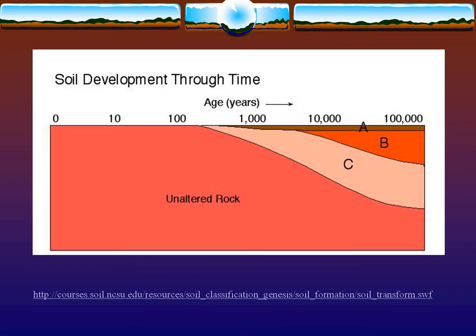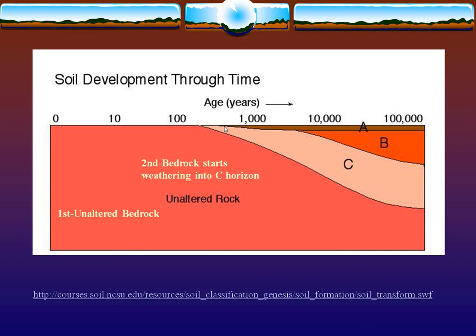Development through time is very, very slow. Look at the years, 0, 10, 100, 1,000, 10,000, 100,000 years. First step to develop soil is unaltered bedrock. First, unaltered bedrock, so you should write that down. Next step, the bedrock starts weathering into a C horizon. We start to get pebbles form. And that takes, if you notice, a couple hundred years.